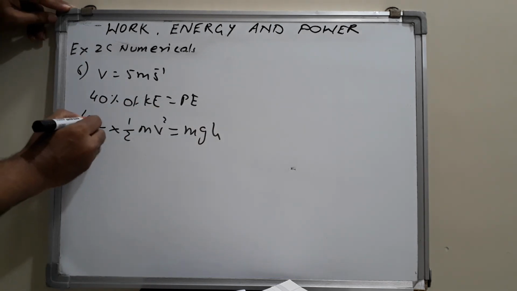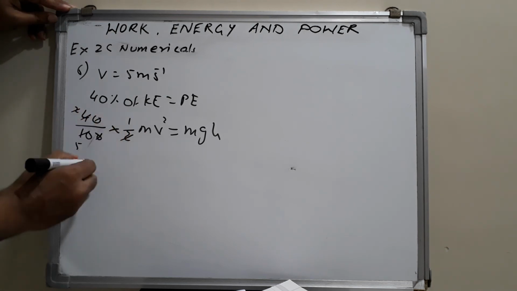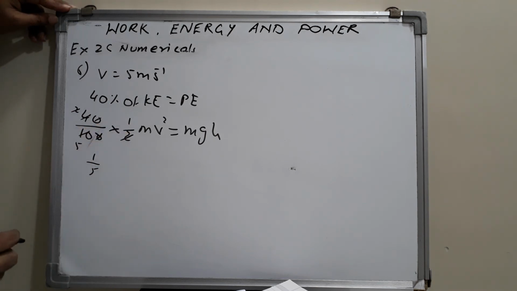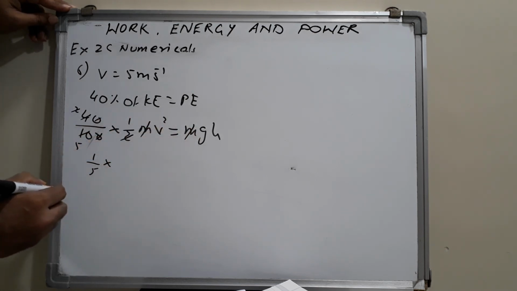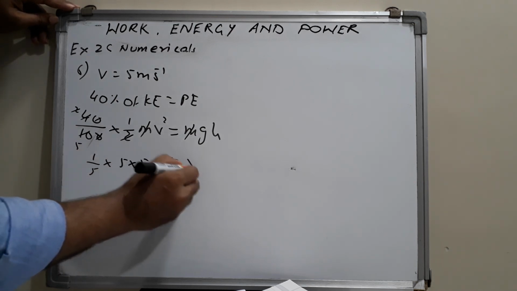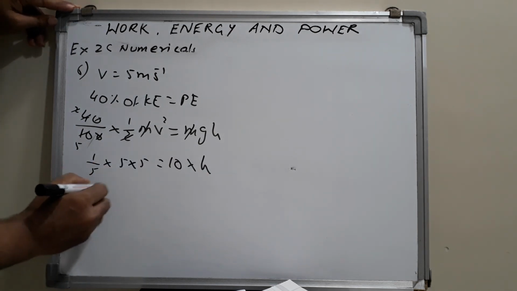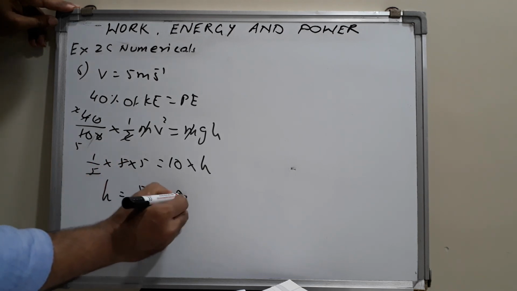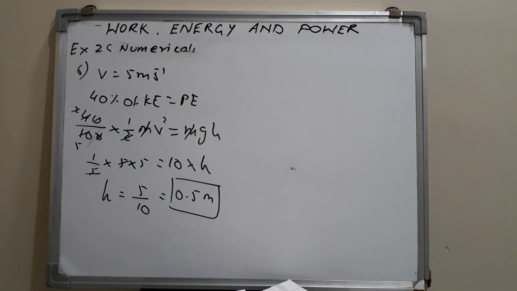Therefore, I'll cancel this. 2 upon 5 also cancels, 1 by 5. So I'm getting 1/5 of mass. Mass is not given, m gets cancelled on both the sides, I don't need mass, into v square. V is 5, is equal to g, which is 10, into height. So I'll get the height from this. 1 5 gets cancelled. H is 5 by 10, which is 0.5 meters. It will rise by 0.5 meters. That's the answer. Thank you.